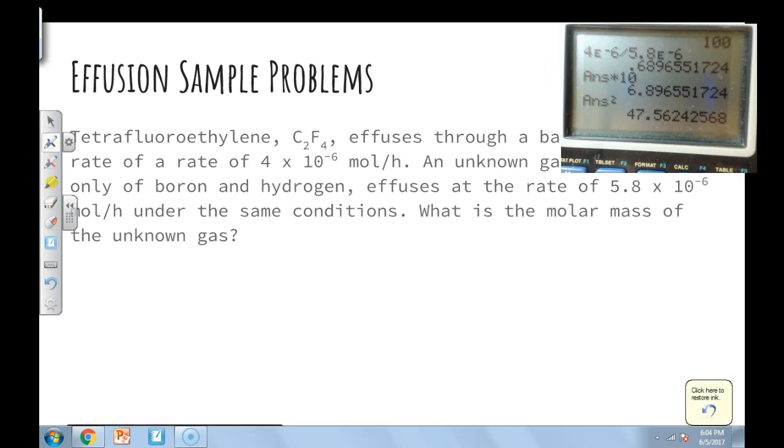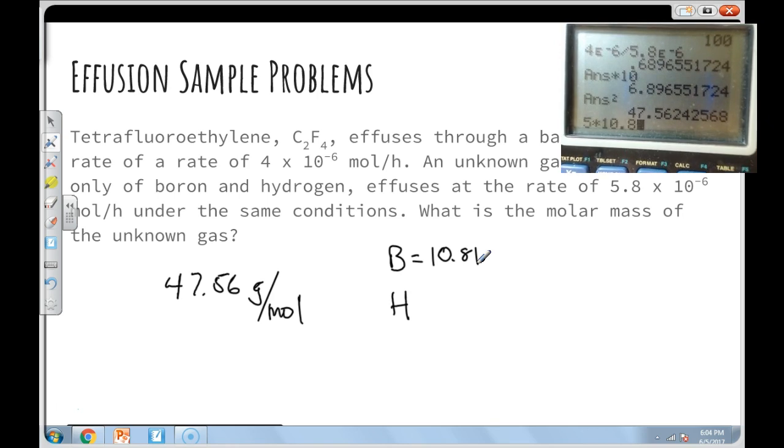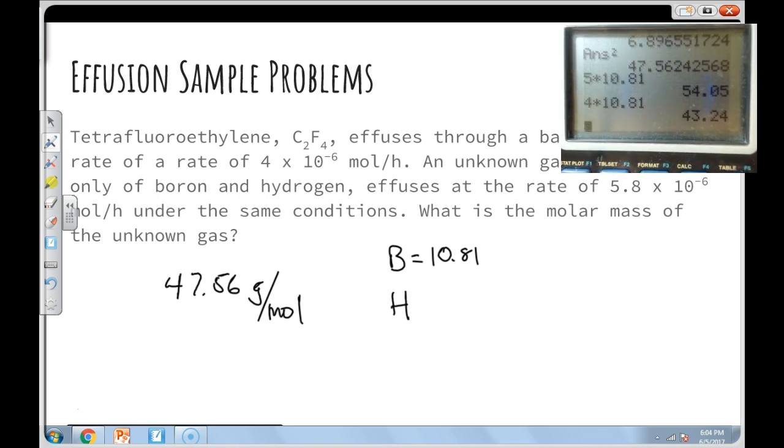Okay, so we have a molar mass of 47.56 grams per mole, and we know that we have to have boron and hydrogen. Boron has a molar mass of 10.81. And so if we have 5 times 10.81, and I'm not trying to insult your intelligence, but I'm just saying, that can't be that. But we can definitely have 4 times 10.81. And when we do that, we get 43.24. That's pretty good.